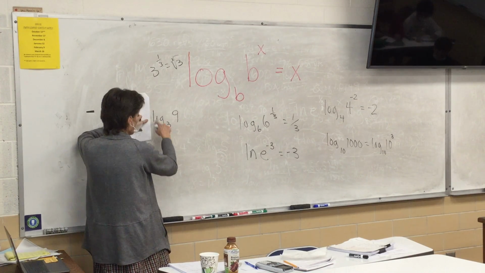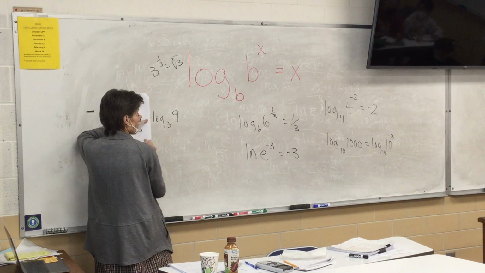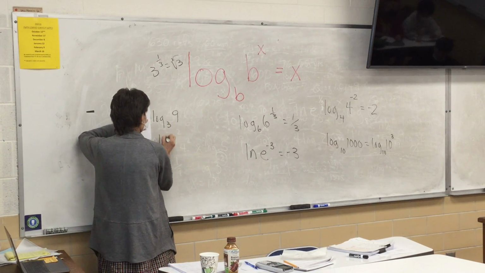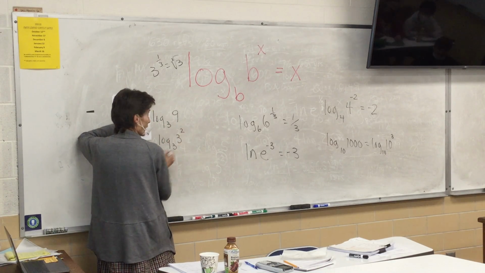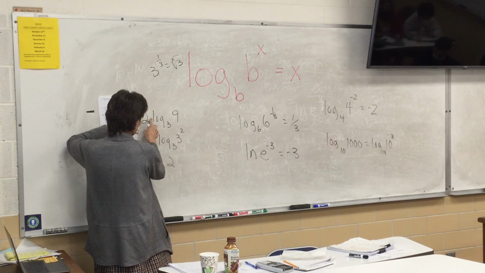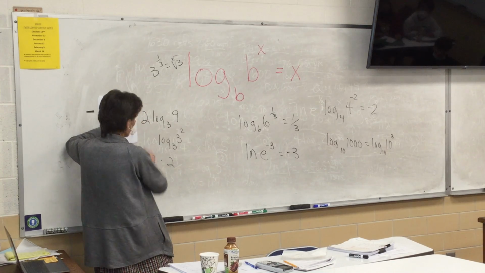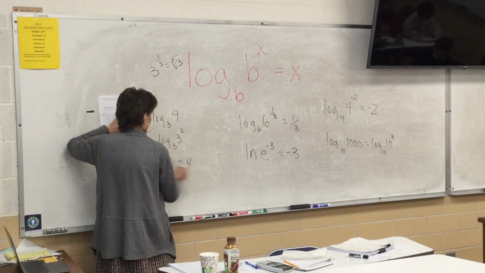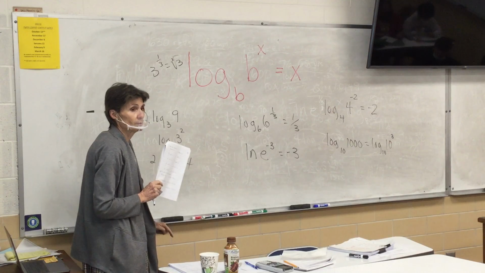What's this equal? 2, because this is the log base 3 of 3 squared, right? So this is 2. What are we doing with that 2? Timesing it by a 2. So the answer is 4.